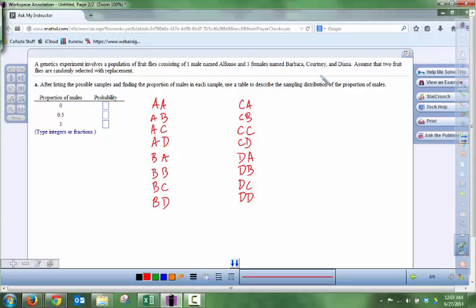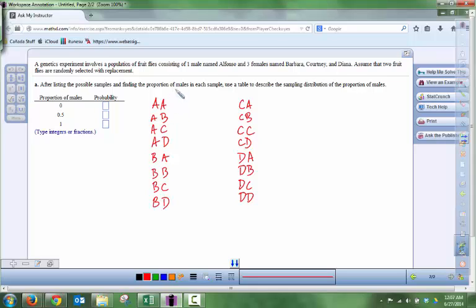There's 4 total, and then we choose permutation with replacement, and so we get 16 of them. Now for each of these samples, what is the proportion of males we have?